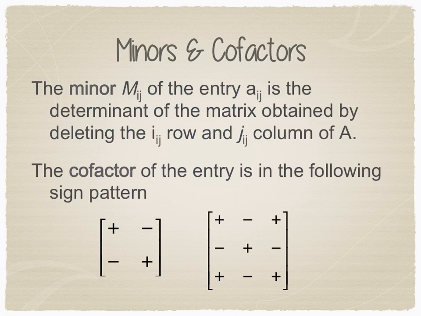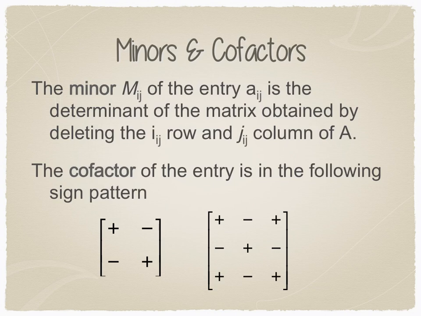Okay, so now we're going to talk about minors and cofactors. There's actually a method to solving a determinant using minors and cofactors. We're not going to go all the way through it. We're just going to talk about how to find the minors and the cofactors. So we'll start with a minor. The minor of a matrix can be found by eliminating the row and the column of that cell.